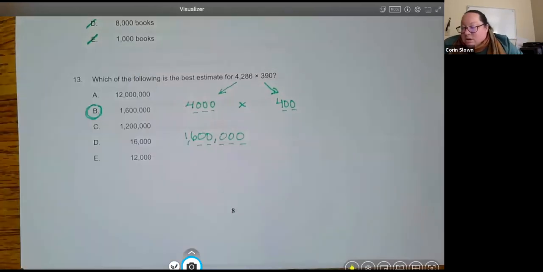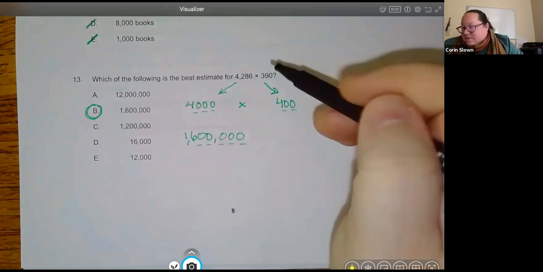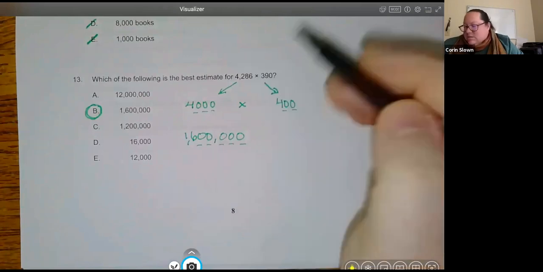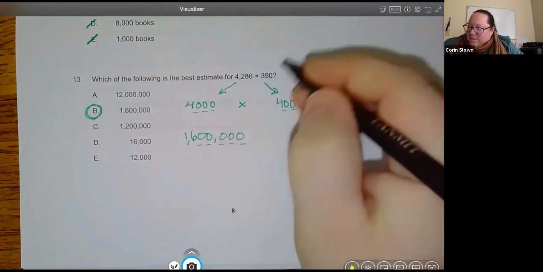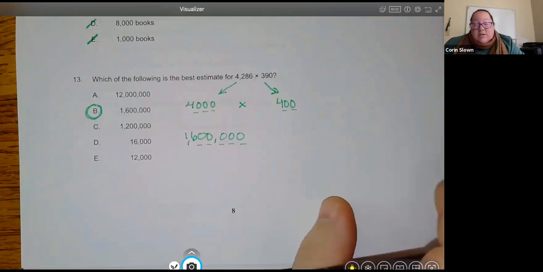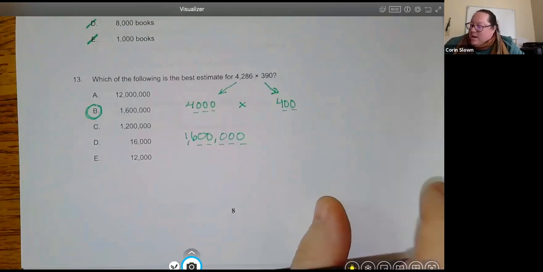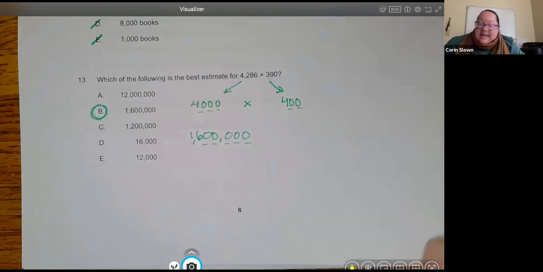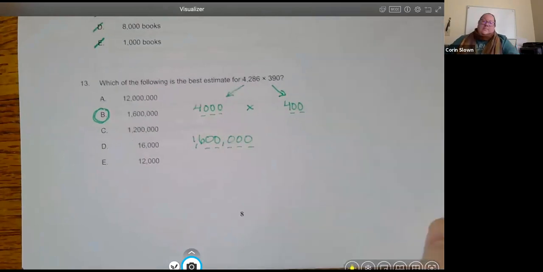Now you could estimate and use another term. So you could do, say, for example, 4,200 and 400 here. But I actually think this is the easier math to do. And since it gives you the answer, I think that's your better bet. And again, for estimating, all that's really asking you to do is round and think about what is the most reasonable or likely answer that you're going to see.